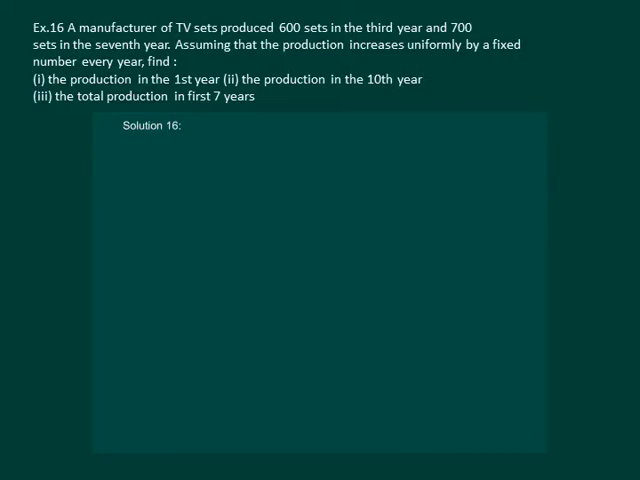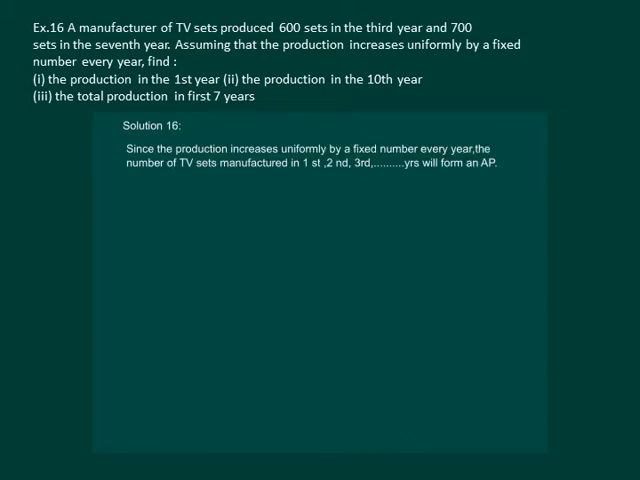Let us read the question. A manufacturer of TV sets produced 600 sets in the third year and 700 sets in the seventh year. Assuming that the production increases uniformly by a fixed number every year, find the production in the first year, the production in the 10th year, and the total production in first 7 years.